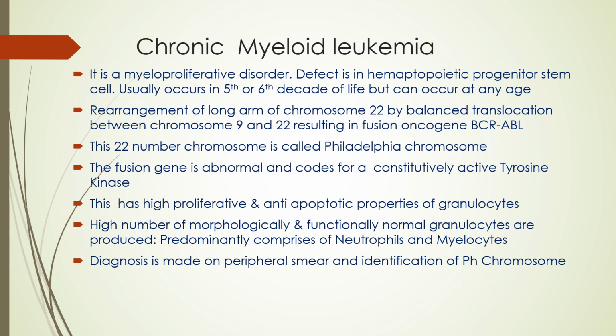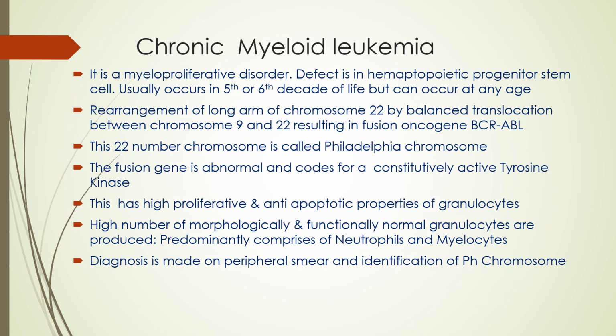CML, or chronic myelocytic leukemia, also known as myelogenous leukemia, also known as chronic myeloid leukemia. It is a myeloproliferative disorder. The defect is in the hematopoietic progenitor stem cell. It usually occurs in the 5th or 6th decade of life but can occur at any age. The abnormality is a rearrangement of the long arm of chromosome 22 by a balanced translocation between chromosome 9 and 22, resulting in an abnormal fusion oncogene called BCR-ABL. This chromosome 22 is also known as the Philadelphia chromosome.